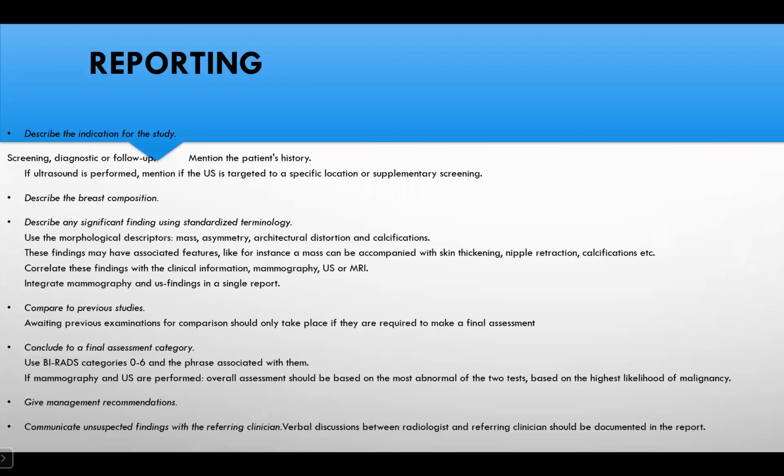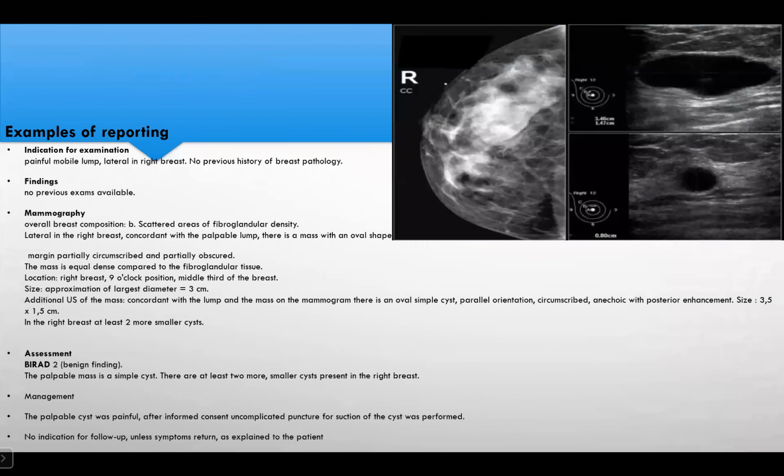As I said, a typical report must include the indication of the study, describe the breast composition, describe any significant findings using standardized terminology, compare to a previous study, conclude with the final assessment category, and give the management recommendation, and also communicate unsuspected findings to the referring clinician. And this is an example of reporting.